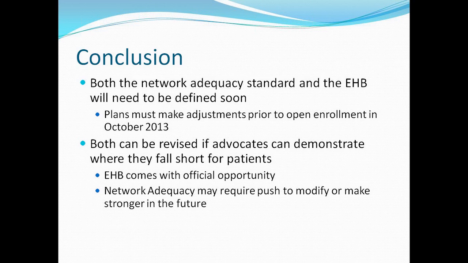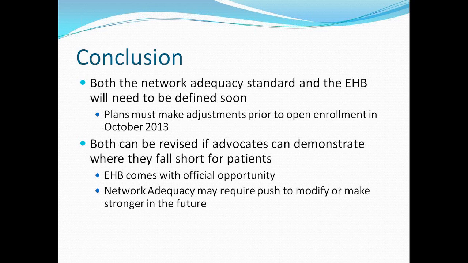The essential health benefits comes with an official opportunity, as I said, in the law for the Secretary of HHS to report to Congress where there are gaps in how they should be addressed. And states and advocates can play a role in documenting where the essential health benefits fall short. And the network adequacy may require a push to modify or make stronger in the future. There's not an official opportunity to weigh in, but certainly if plans are not providing services in a timely way, advocates can push for states to either revisit the standard itself or beef up enforcement.